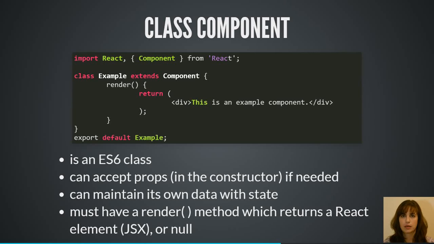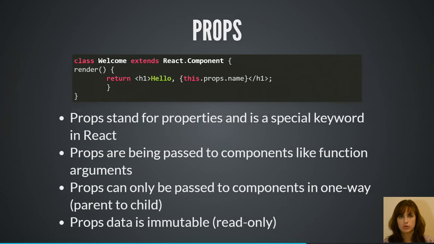Here, the example class extends Component, so React understands that this class is a component, and it returns a React element. Props is a special keyword in React which stands for properties and is being used for passing data from one component to another. But the important part here is that data with props are being passed in a unidirectional flow, one way from parent to child. Furthermore, props data is read-only, which means that data coming from the parents should not be changed by child components.